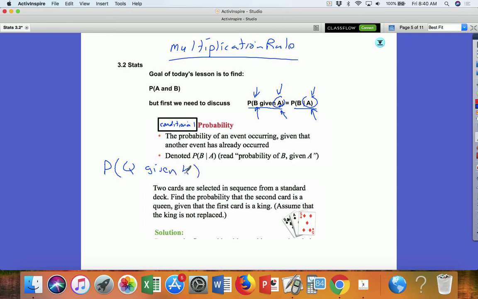So again, this is your restriction. This has already occurred. The first thing has happened. What's the probability of the queen given that the king has been drawn? Give me a fraction. 4 out of 51. There are 4 queens still left, but we're figuring out the probability based on the fact that the king is gone, so there are only 51 cards left.